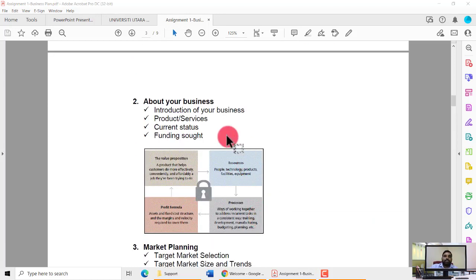Second is the introduction of your business, product, service, current status, and funding source. Funding may be 2,000 ringgit or 1,000 ringgit or 100 ringgit, depends. You can start with 100 ringgit, no problem. For example, out of 10 members, each puts in 10 ringgit, you buy one product, you sell that product and you get the return.